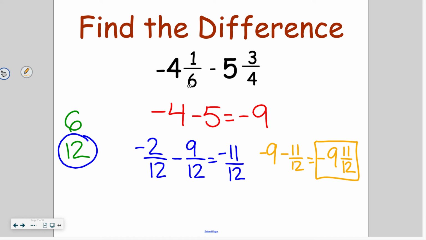So we multiply our first fraction by 2 to get negative 2 over 12. We multiply our second fraction by 3 to get 9 over 12. Negative 2 minus 9 gives us negative 11. Negative 9 taking away 11/12 is going to give me negative 9 and 11/12.